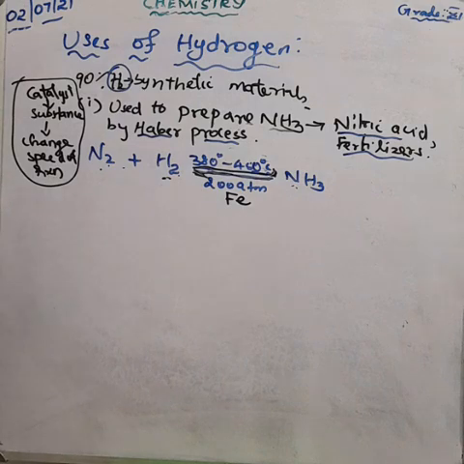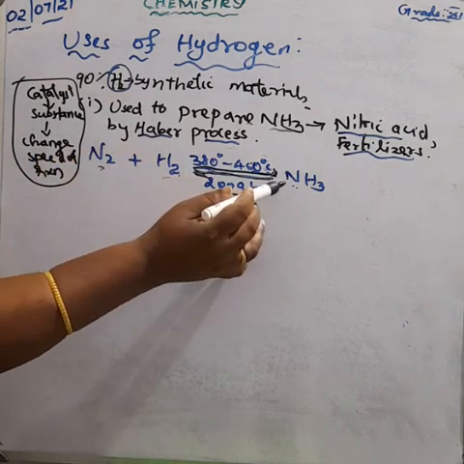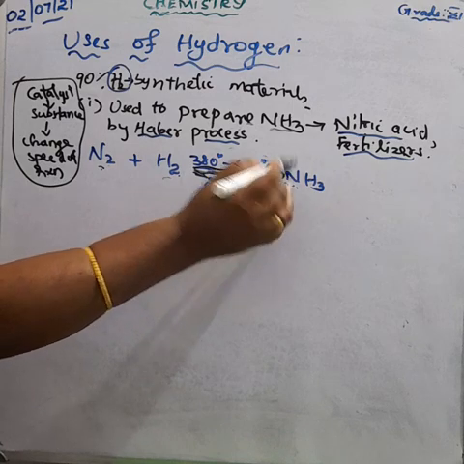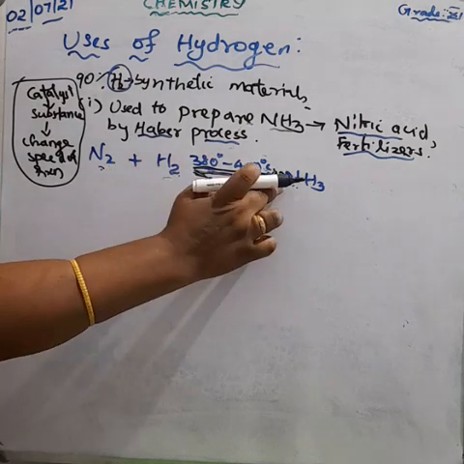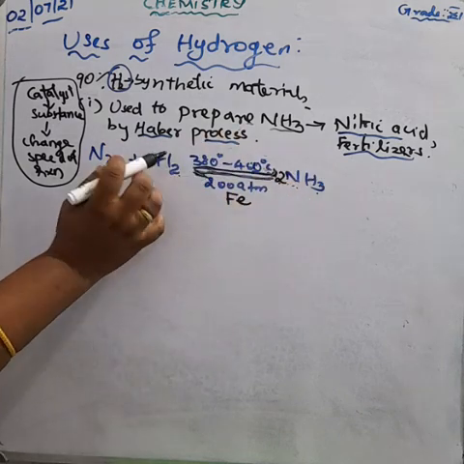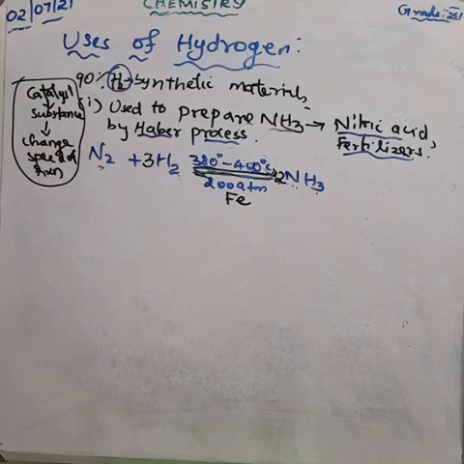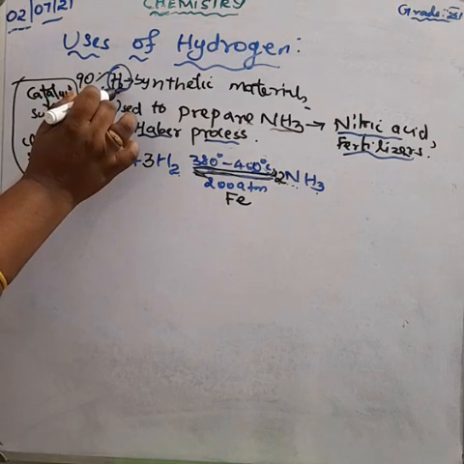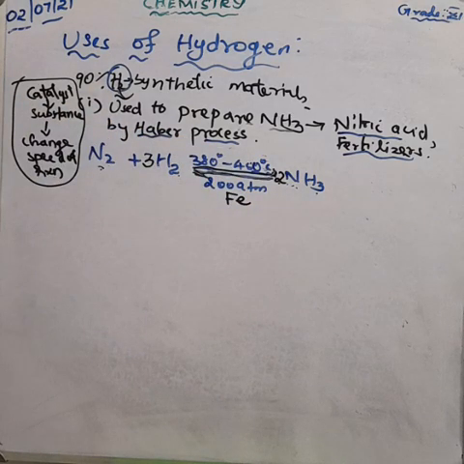We have to balance the equation here. Nitrogen has two atoms here, but only one on the other side, so we make it 2. Now hydrogen: here 2 hydrogen atoms, but on the other side 2 into 3, 2 threes are 6 hydrogen atoms. So we have to make it 3 here, so 3 twos are 6. Understood? These are the details about the preparation of ammonia by the Haber process. So hydrogen is the main gas used to prepare ammonia by the Haber process. This is the first use.